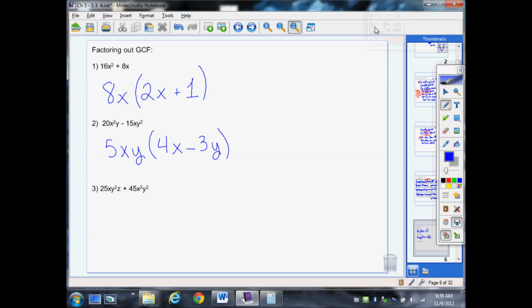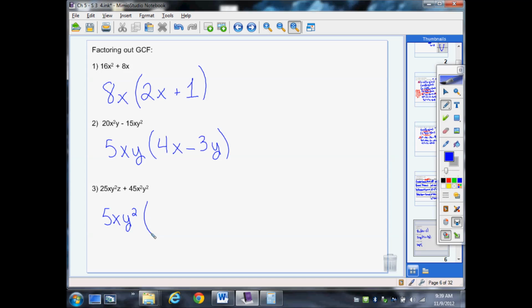All right, 25 and 45 will also both divide by 5. 1 x, 2 x's, so I can take out 1. 2 y's and 2 y's, so I can take out 2. I have a z here, but I have no z's in the second term, so I can't take out any z's.